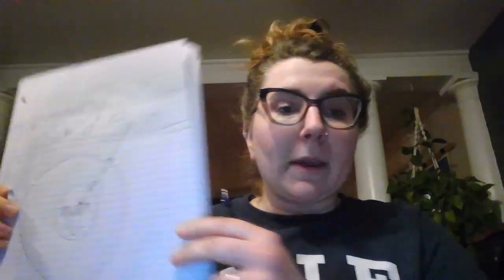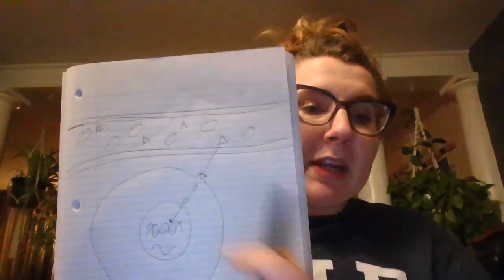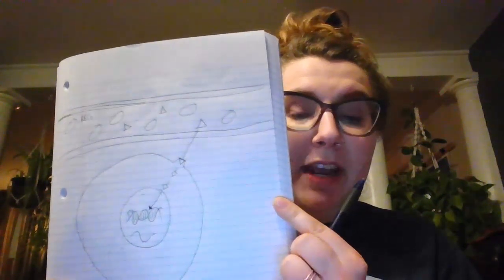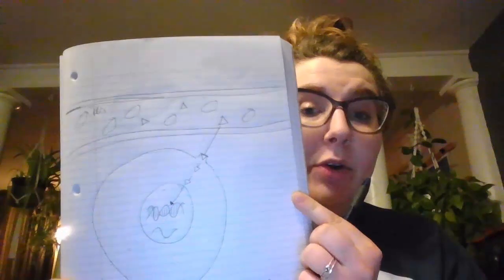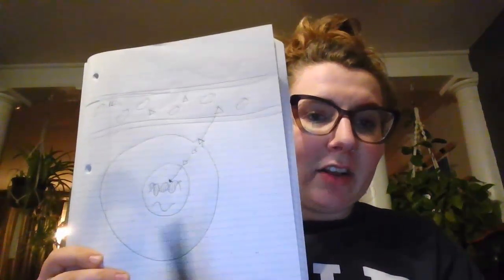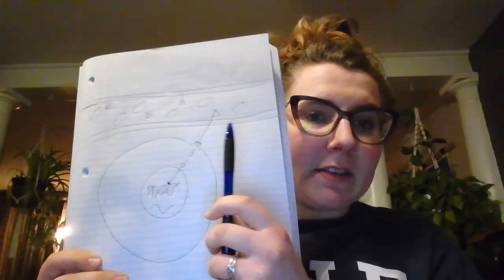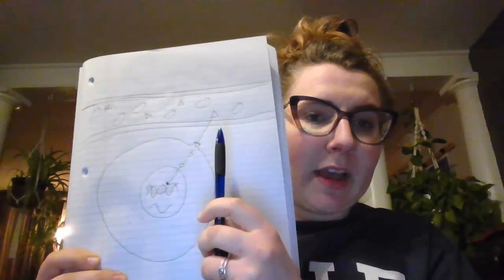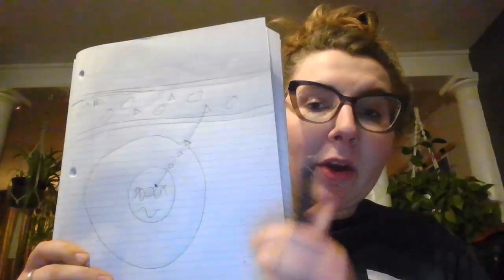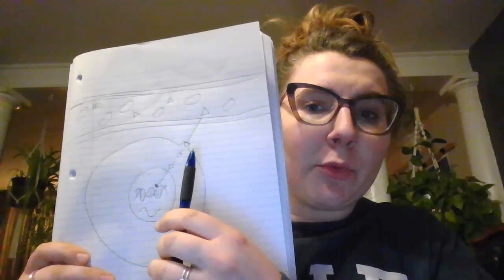So I made a diagram of how this works. So right here, this is a blood vessel. These round structures in here are your red blood cells, and these triangles I have here are depicted as steroid hormones. And then right here, this is my rough sketch of a cell.